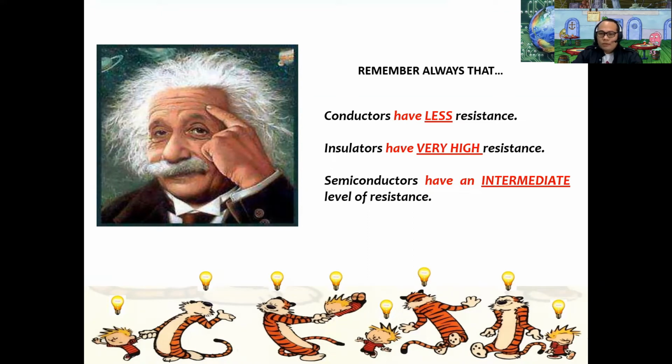Okay, so what's nice about semiconductors is that they have an intermediate level of resistance because, as we know, semiconductors have characteristics similar to conductors and similar also to insulators.